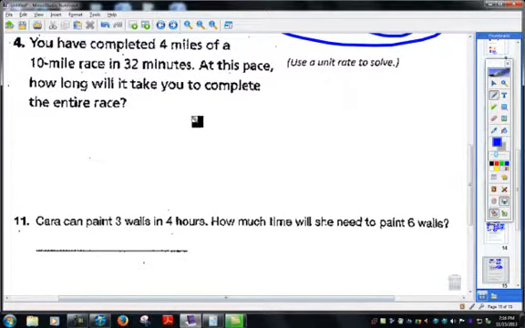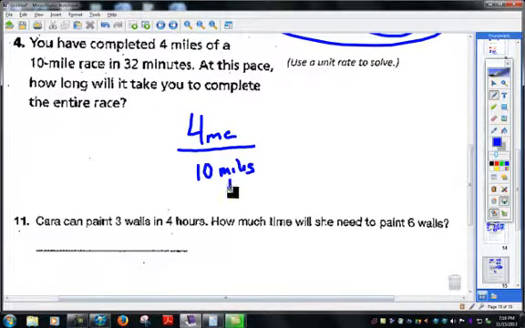You have completed 4 miles, and I'm going to put a C here. 4 miles completed, because you've completed 4 miles out of 10 miles total. You've completed that in 32 minutes. How long will it take you to complete the entire race? Okay. So you've completed 4 of the 10, right?